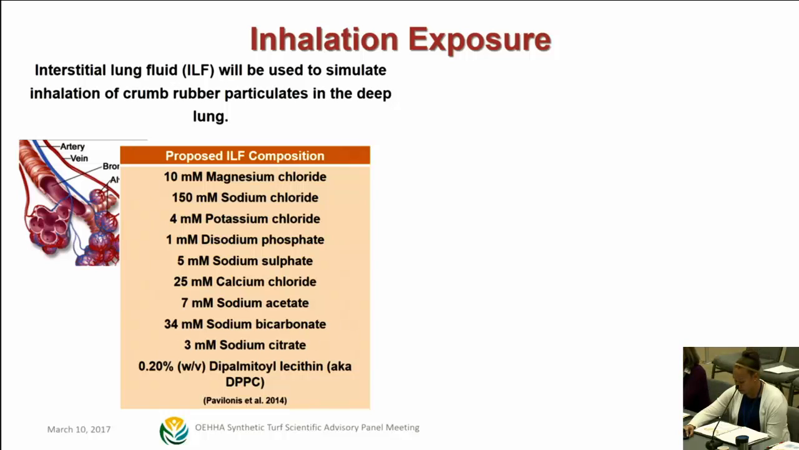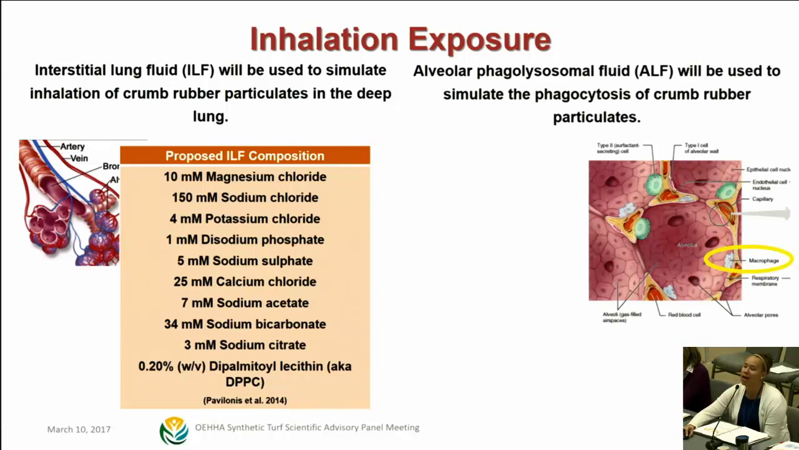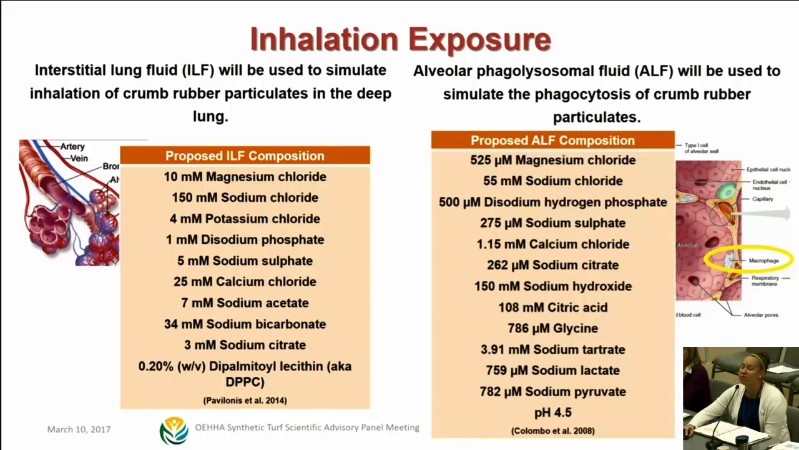The second artificial biofluid is what we've added, and it's meant to represent the alveolar phagolysosomal fluid within macrophages. These are resident immune cells within the lung that help protect it from the damage of particles that can get deep down. The composition is very acidic in contrast to the interstitial lung fluid that we propose. And it also has the addition of organic components, which can help to aid in the digestion of particles.